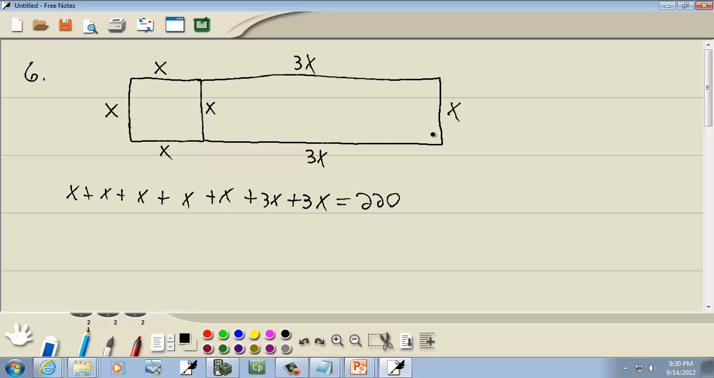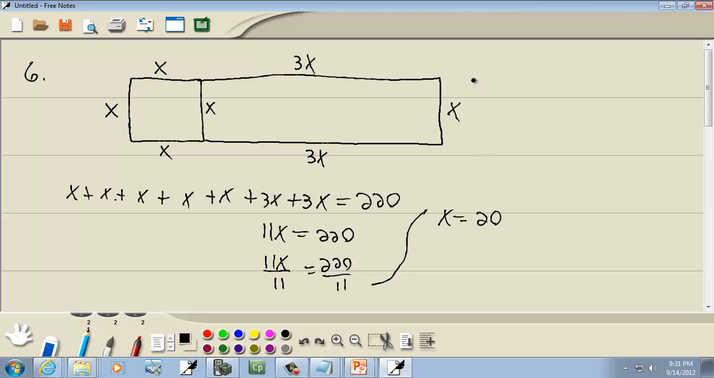1, 2, 3, 4, 5 x's. Now, it really is just simple as that. You wouldn't even have to set that up. It's 1, 2, 3, 4, 5 x's, plus another 3 is 8, plus another 3 is 11. So, combining like terms, that gives us 11x. Well, then divide both sides by the number in front of your x, which is 11. And we get x is equal to 20.